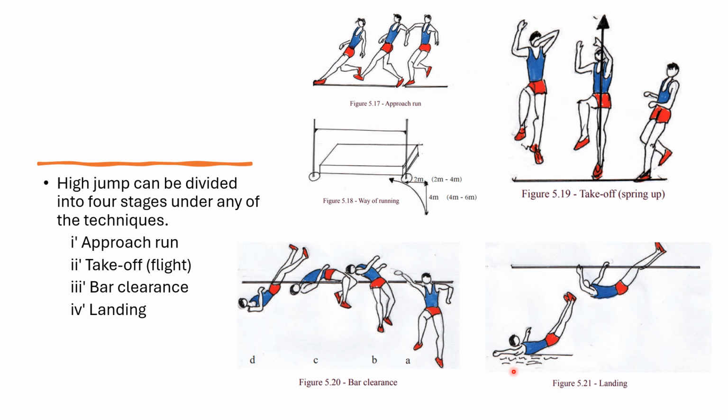And then the final stage is landing. When a jumper has completed the bar clearance, his body should be parallel to the ground and the legs should be straightened and raised up. And then when it comes to the landing, it should be the shoulders which first touch the landing area, followed by the arms of the jumper. Right? So that's it about landing.